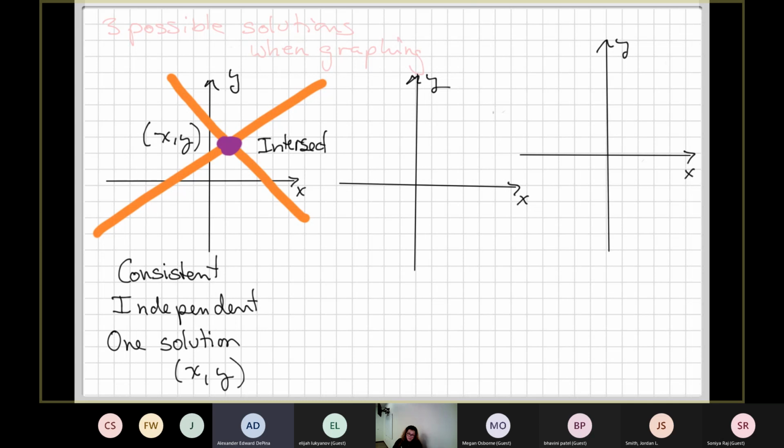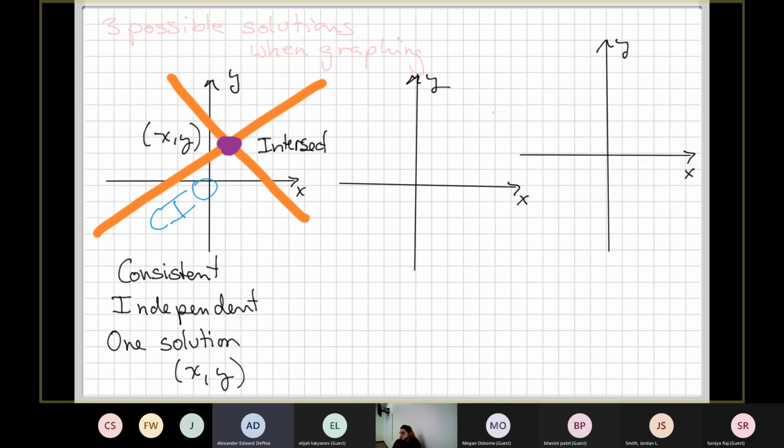So how do I remember that? I've been doing this for 30 years, but you have to remember CIO. Not CIA, but CIO: consistent, independent, one solution. I'm going to ask you again in 2 minutes. We're having a little quiz. What does CIO stand for? I'm telling you, CIO: consistent, independent, one solution. Okay, so that's the first case.